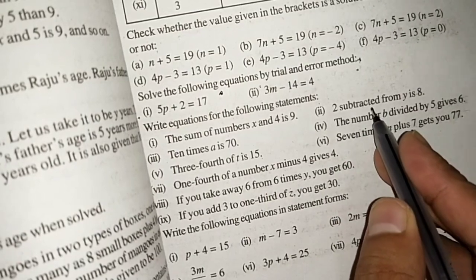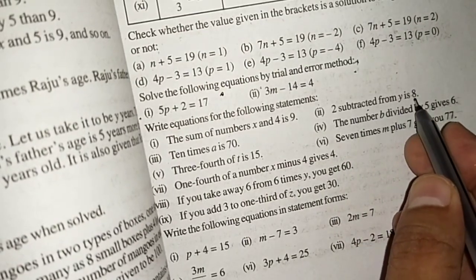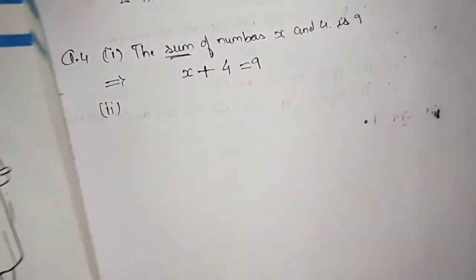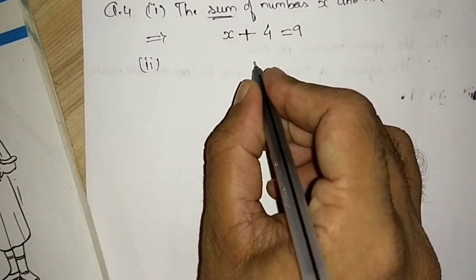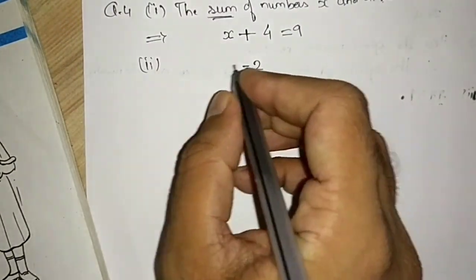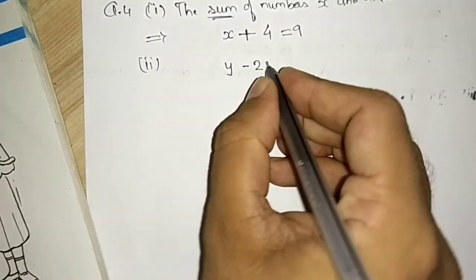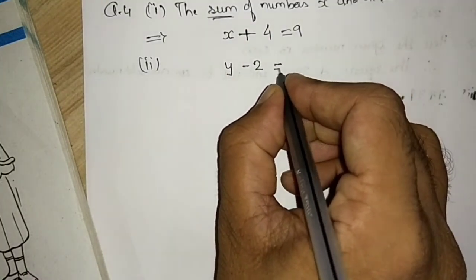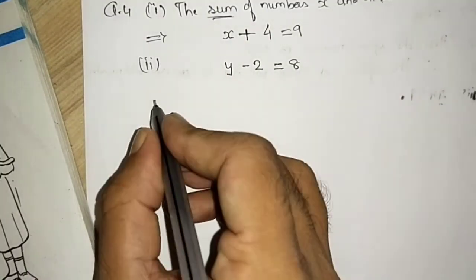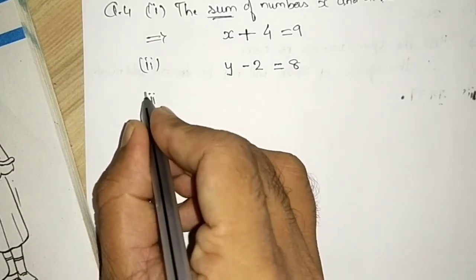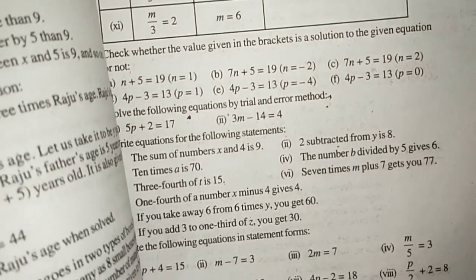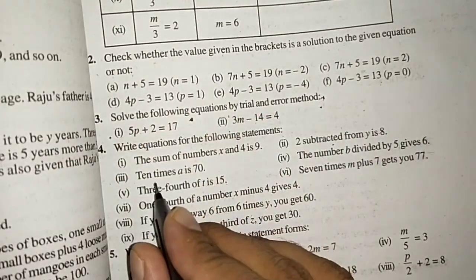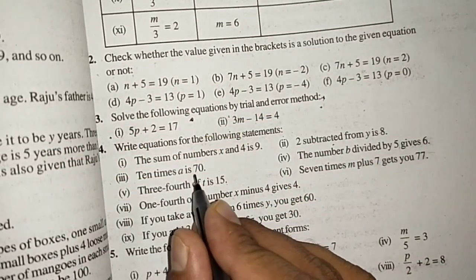2 subtracted from y is 8. So let me write 2 subtracted from y is means equal to 8, right? Again, moving to the third part says 10 times a is 70.